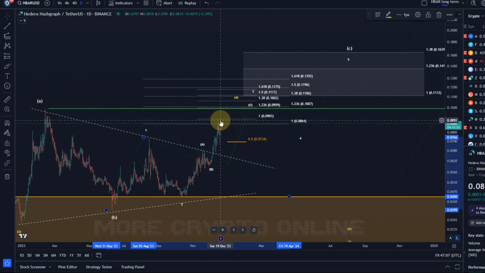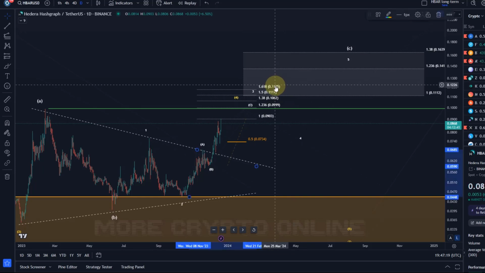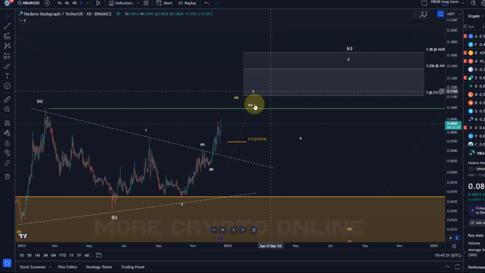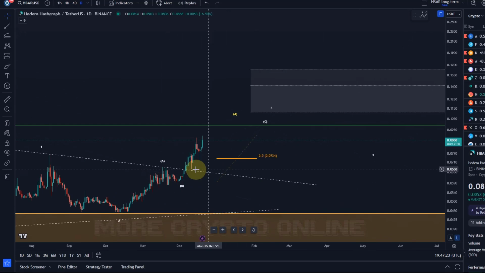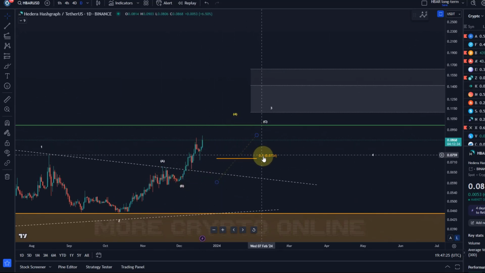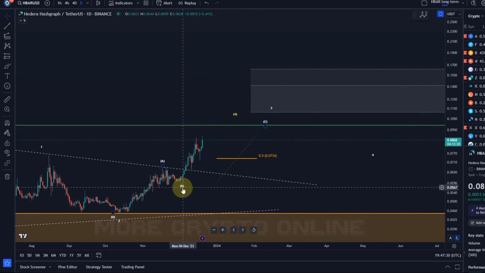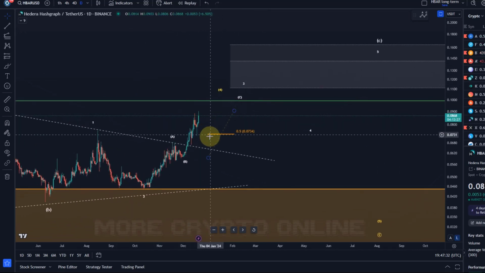But that is a target for a C wave, yes. But for a third wave in a diagonal, I want really at least the 10-cent level to be reached. Better would be 11 cents, the 1.38 extension. So in all likelihood, it should still climb higher. Because the C wave seems to be an impulse, I can use the 50% Fibonacci level of that C wave as some kind of a micro support level, which is now at 7.3 cents or 7.4. And against that level, the focus can be on higher.